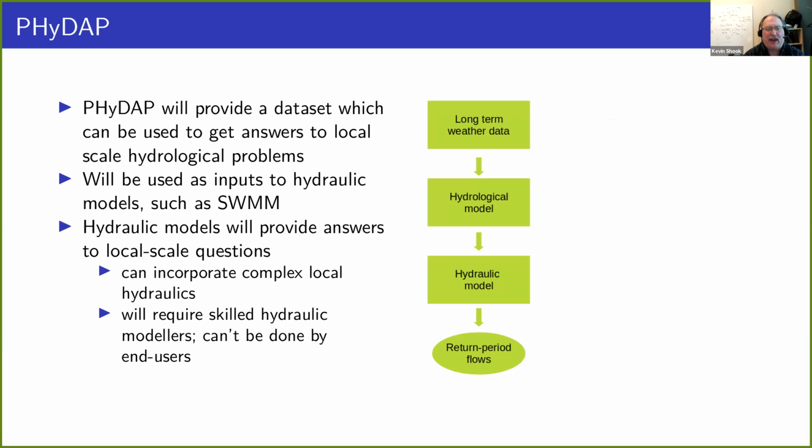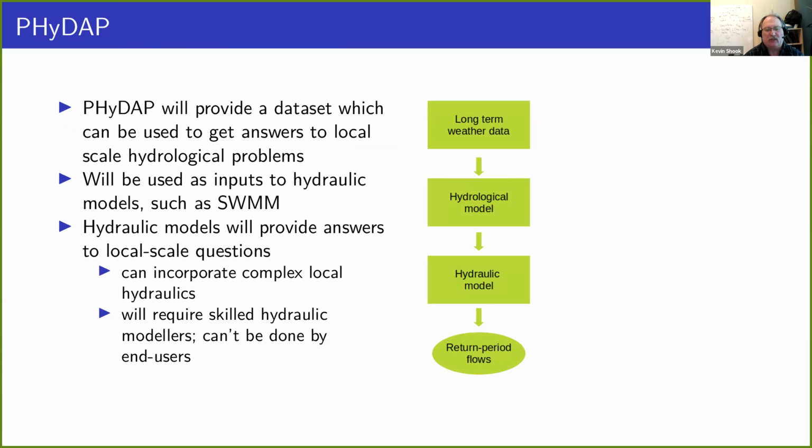So the idea of PIDAP is that it will provide a data set which can then be used to get answers to local scale hydrological problems. So it's not going to solve the problems, it's going to provide a data set which can be used as inputs to hydraulic models, such as SWIM, for example. And these hydraulic models can then provide answers to local scale questions.